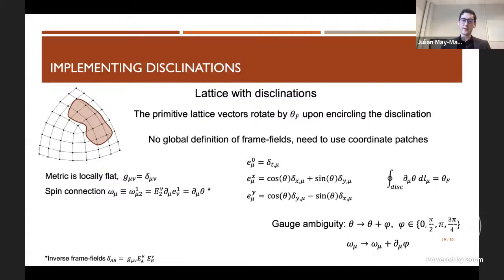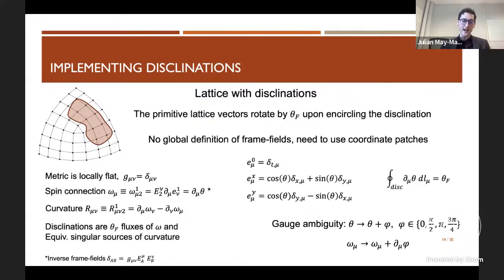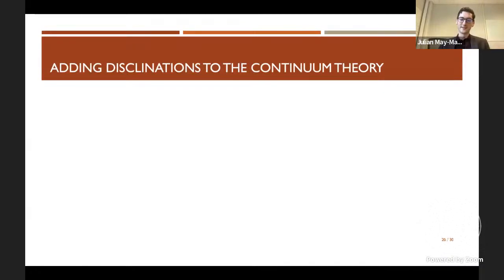And importantly, if we now look at how the spin connection transforms under this C4 gauge transformation, we find it transforms like a gauge field. Because of this, we can identify ω as being the gauge field for C4 rotations. We can also look at curvature, which is going to be the field strength tensor of ω in this case. Because of this, we can now interpret these disclinations as being fluxes of ω, or equivalently, singular sources of curvature in our lattice.